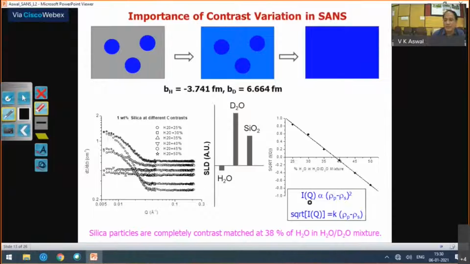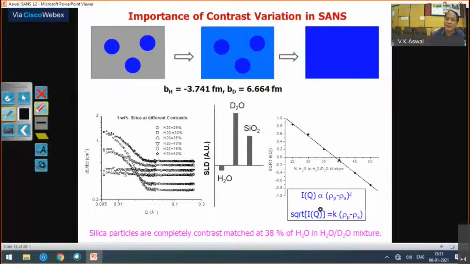basically you know your scattering intensity is proportional to the contrast term, and if you take a square root of this, then some constant, and then it will be rho p minus rho s. So if you are systematically changing the contrast, then there will be a contrast point where your rho s will become larger than rho p, and then your square root of I could be negative, and that's how you get it. So basically the profile will not change because your system is the same, only your contrast term is changing.